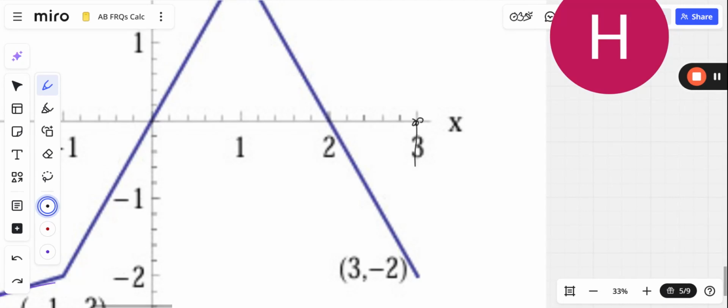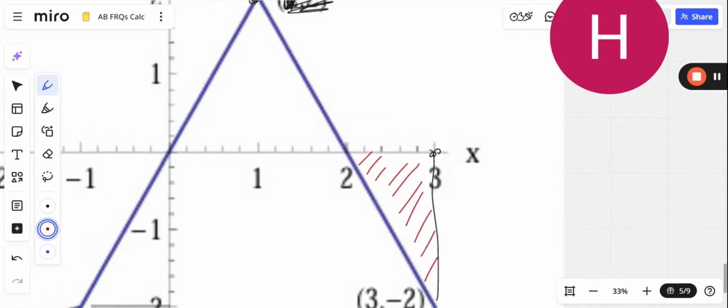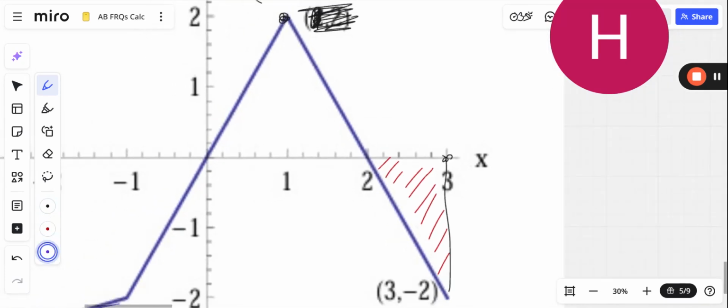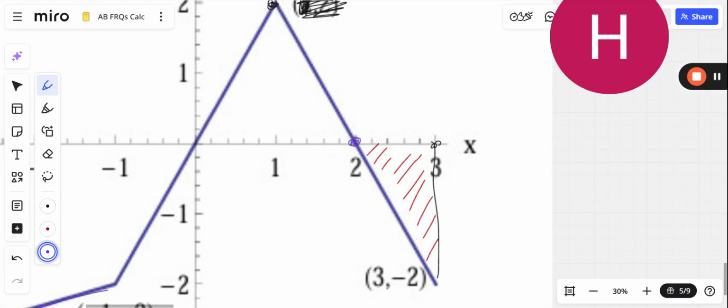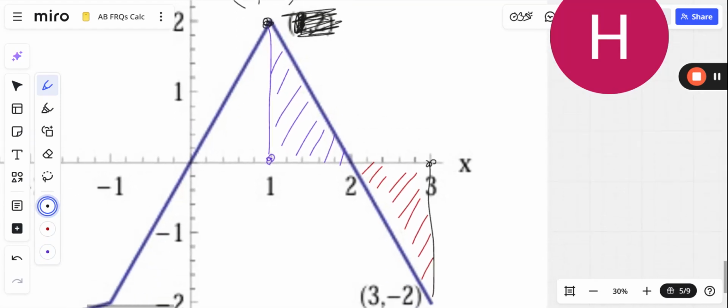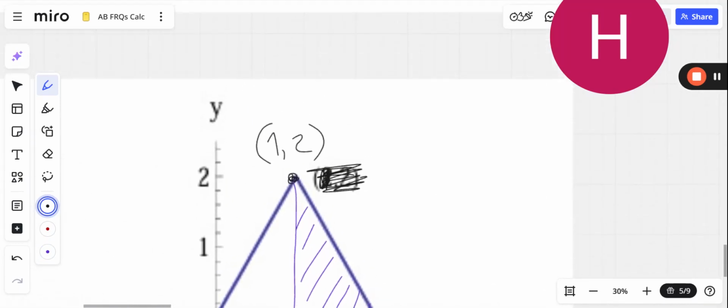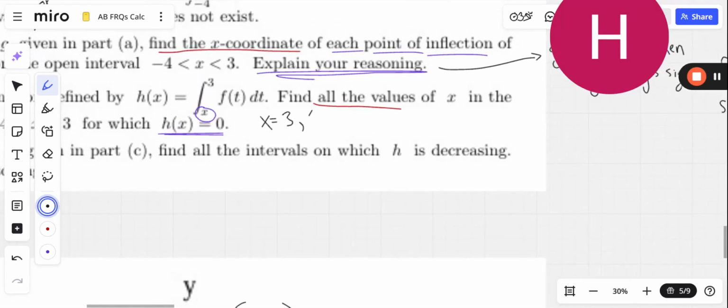But from there, let's go backwards. So here we have this. That's all negative. That's a triangle. So if we start at 2, from 2 to 3, we're just going to get this negative triangle space. But if we go back a little bit more, if we go back to 1, then from 1 to 3 will balance out and will be 0, because this positive space will cancel out that negative value. So x equals 1 is also a solution.